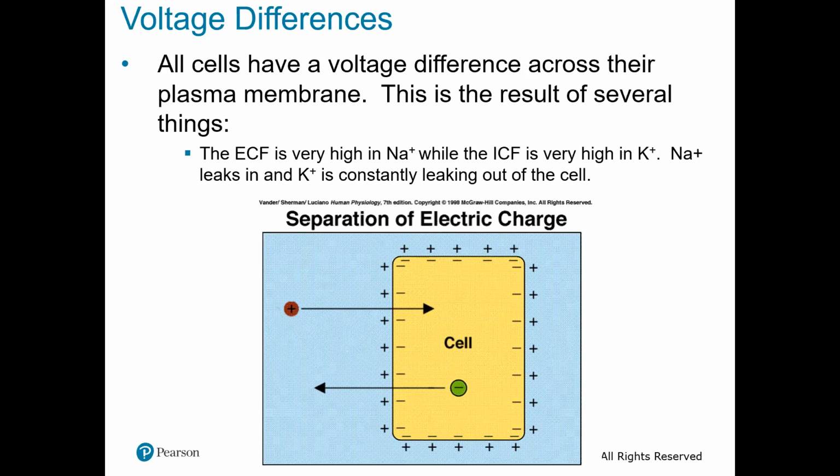So despite the fact that the inside of the cell has positive ions, the inside of the cell is considered negative because there's many more positive ions outside than there are inside. So we say the inside of the cell is negative with respect to the outside. Don't get confused in that. Just remember that the outside of the cell is positive and the inside is considered negative.